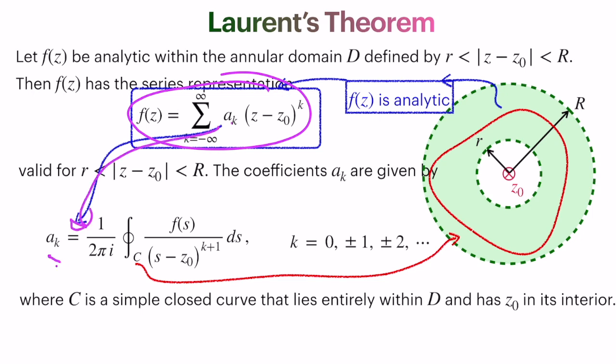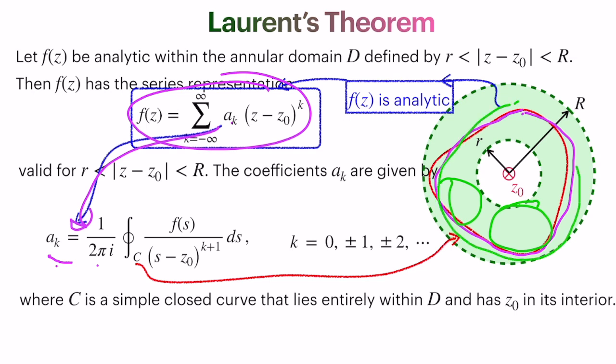a k is equal to 1 by 2 pi i times the integral over the closed curve of f of s divided by s minus z naught to the power k plus 1 ds, where the contour C should lie entirely within this region, and it should also enclose the point z naught. That means to say we cannot simply take a contour something like this. This kind of contour is not allowed.